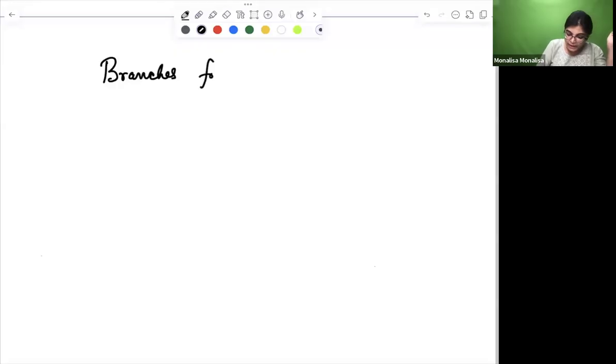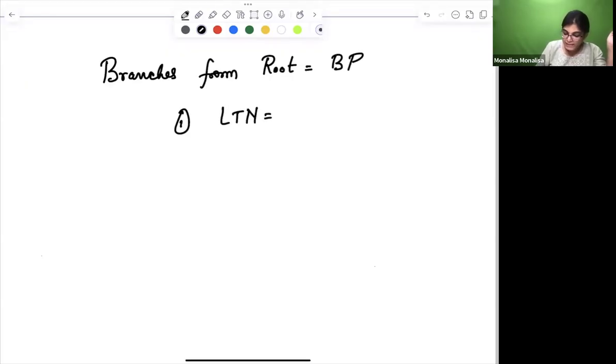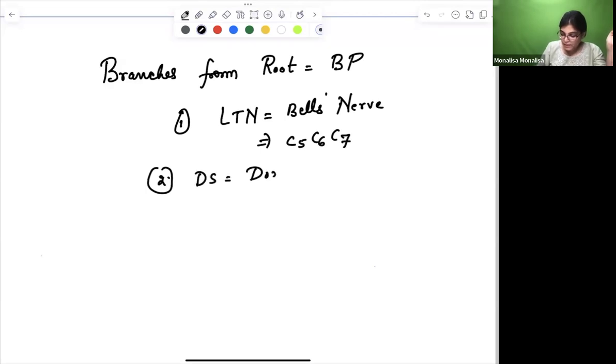Branches from root of brachial plexus. The names of the nerves are LTN, long thoracic nerve, Bell's nerve or long thoracic nerve. And the root value is C5, C6 and C7. The other one is DS, dorsal scapular nerve. What is the root value? C5.